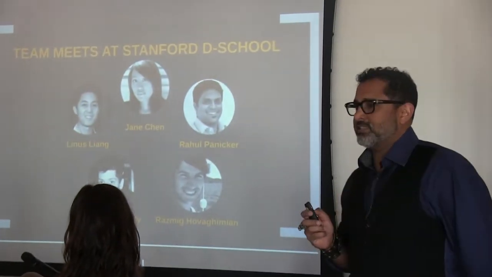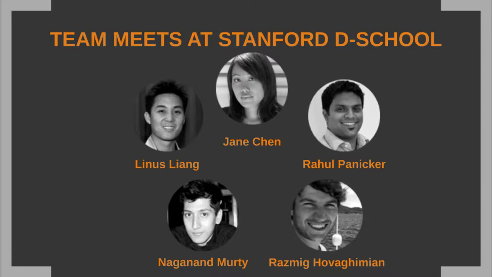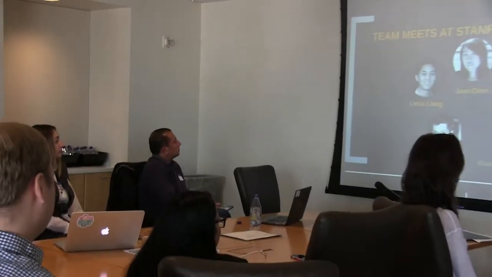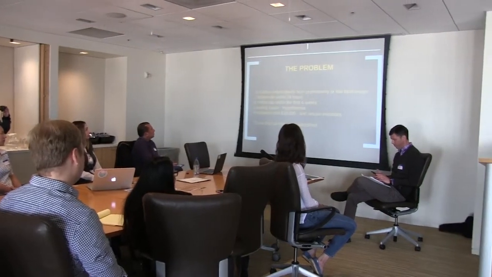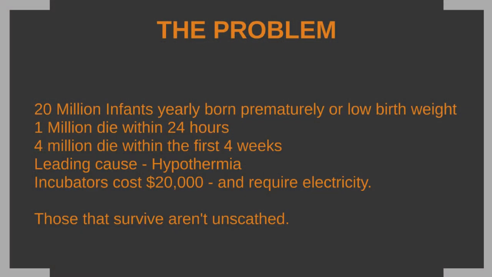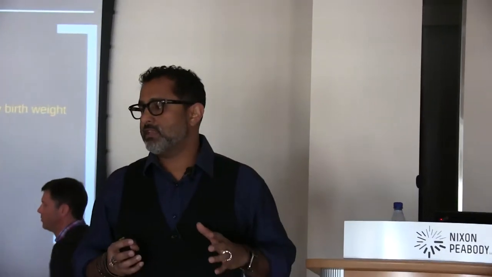These five people gathered at Stanford at the D School, what's now the Design School, and they came from various backgrounds to work on a project around designing for third world problems. So the course starts, and they're faced with this problem, infants being born prematurely. Every year, 20 million infants are born prematurely, and they need some assistance to survive. Of that, 1 million die within the first 24 hours. 4 million die within the first 4 weeks. And there are a host of reasons, but the leading cause of that is hypothermia.